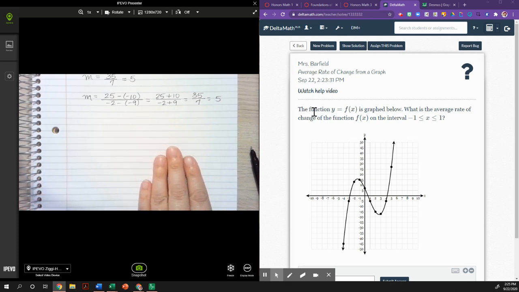All right, so it says the function y equals f of x is graphed below. So here's all of our points, and the points are then connected. What is the average rate of change of the function on the interval of -1 to 1? All right, so if I take my pen here and I'm going to try to draw, okay, they're asking me the average rate of change if I go from -1 to 1, okay?